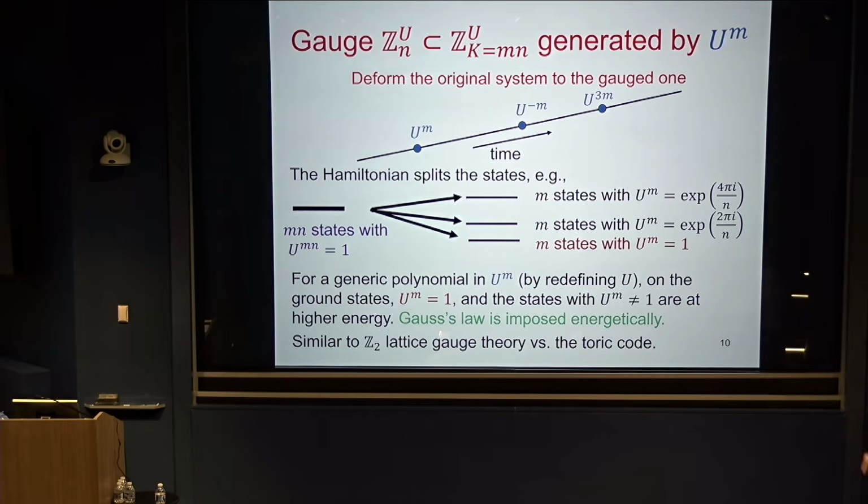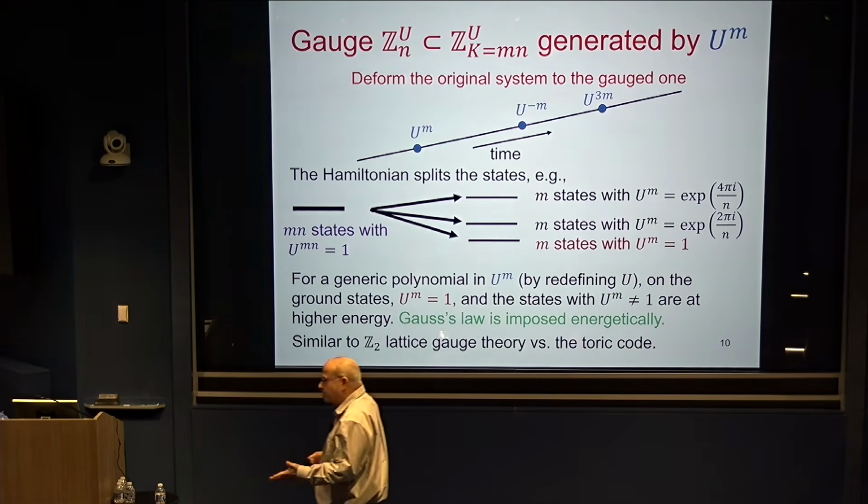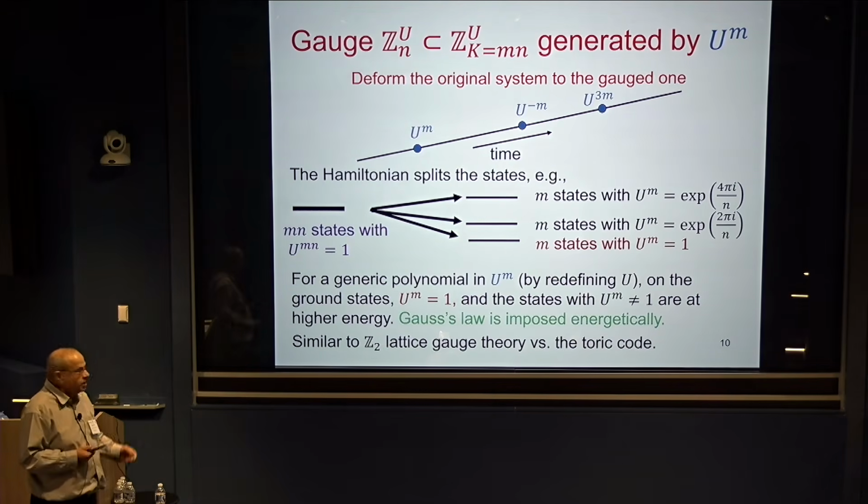Just let me finish this slide. So one line, you have seen that before, all of you. This is exactly what happens when we compare the toric code with Z2 gauge theory, where Gauss' law is imposed energetically.